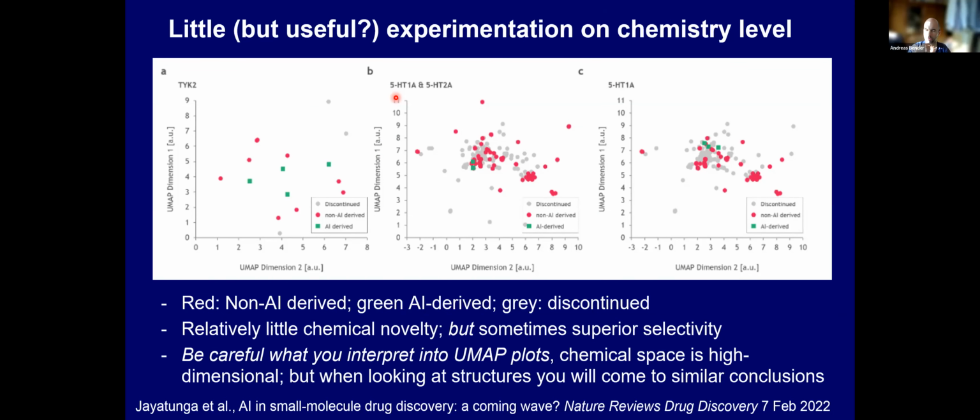So here are some programs that are displayed, and you see in gray discontinued drugs, in red non-AI derived, so man-made, so to speak, compounds, and in green AI-derived drugs. And those plots are UMAP plots, so you plot high-dimensional space into two dimensions. It can be quite misleading, but I was looking at the chemistry as well. The conclusion is true, I think. The chemistry is not very novel either.